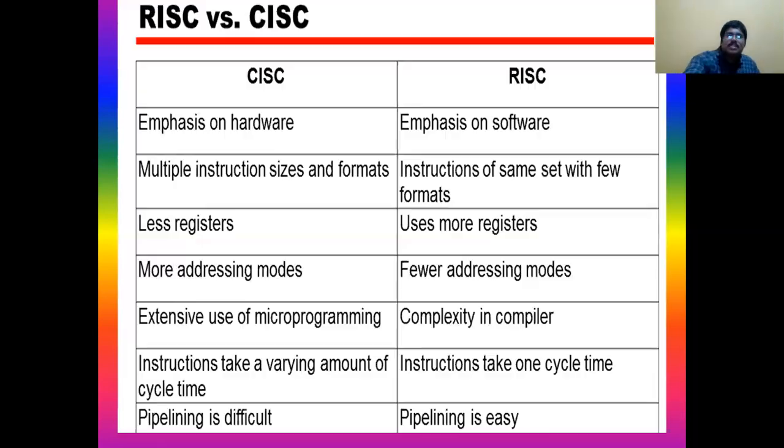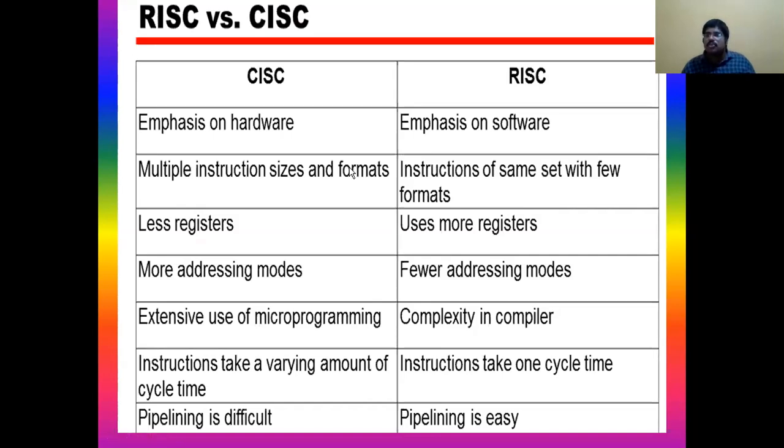So here you can see the differences between RISC and CISC. These are only a few differences; you can find many more on the internet. Basically, RISC means reduced instruction set computer, CISC means complex instruction set computer. Here, the number of instructions in RISC is less, with the same set and few formats. In CISC there are multiple instruction sizes and formats, different sizes and different formats, whereas in RISC the instructions are of the same size.